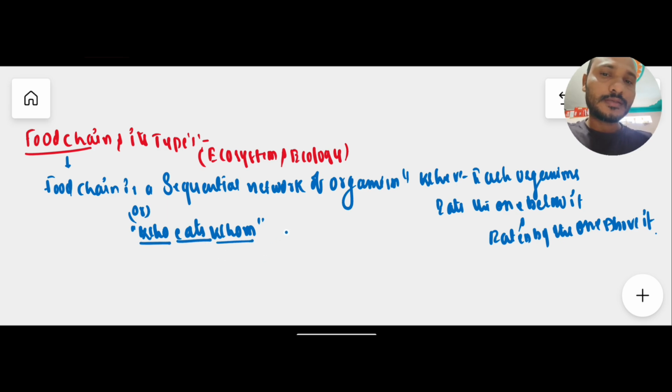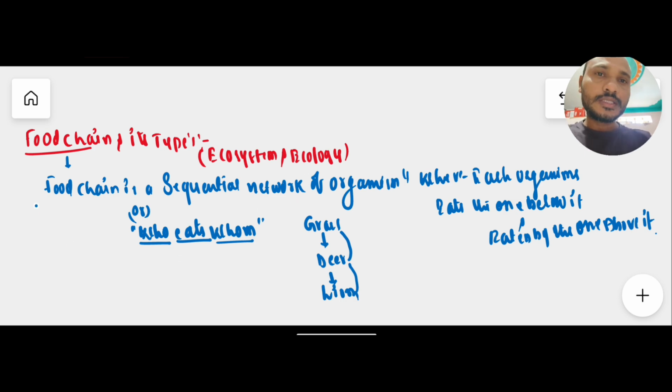For example, in an ecosystem, if you have grass, the grass is eaten by deer and these deer are eaten by lion. So it is a sequential network of organisms where each organism eats the one below it, like deer eat the grass, and is eaten by the one above it, meaning deer are eaten by the lion. Likewise, who eats whom, this sequential network of organisms is known as a food chain.